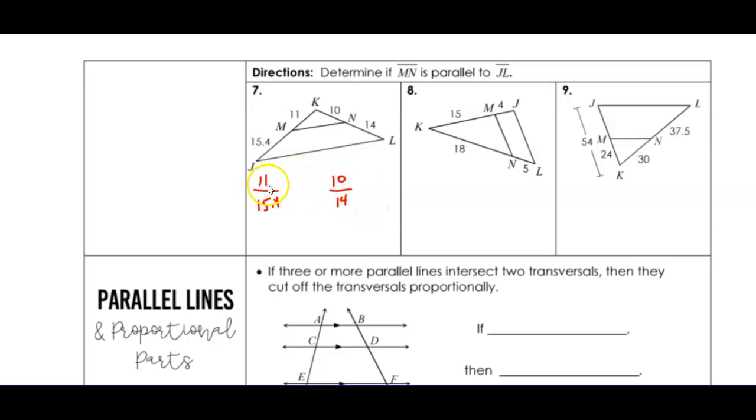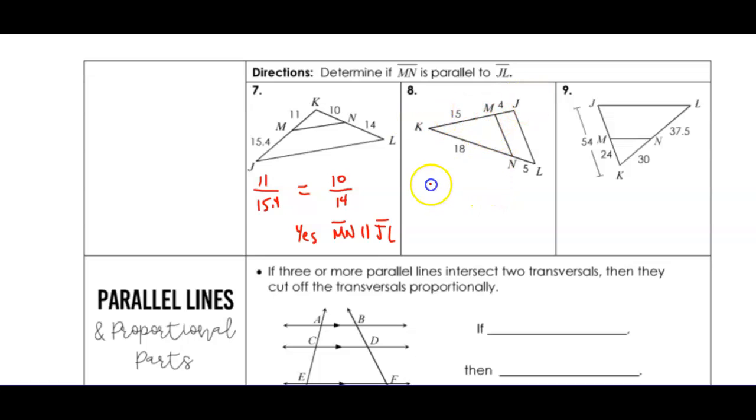And when I do divide those two, I get the same exact decimal for both. So determine if it's parallel. Yes, MN is parallel to JL. And put segment markings on those two. All right, so all I'm doing is testing the division to see if I get the same answer.